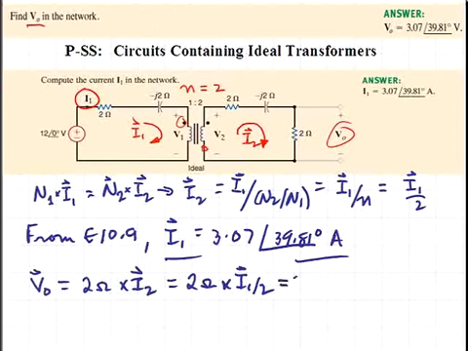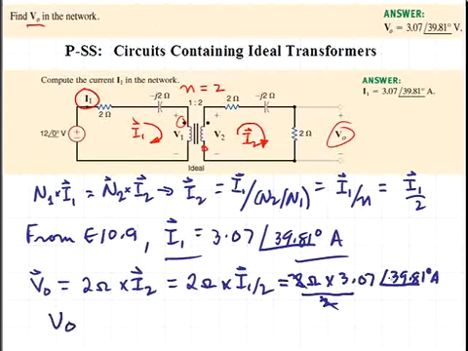And this will be equal to 2 ohms times 3.07 at an angle of 39.81 degrees amperes divided by that turns ratio of 2. Those cancel conveniently, and we have the result that the voltage V sub O is equal to 3.07 at the angle of 39.81 degrees volts.